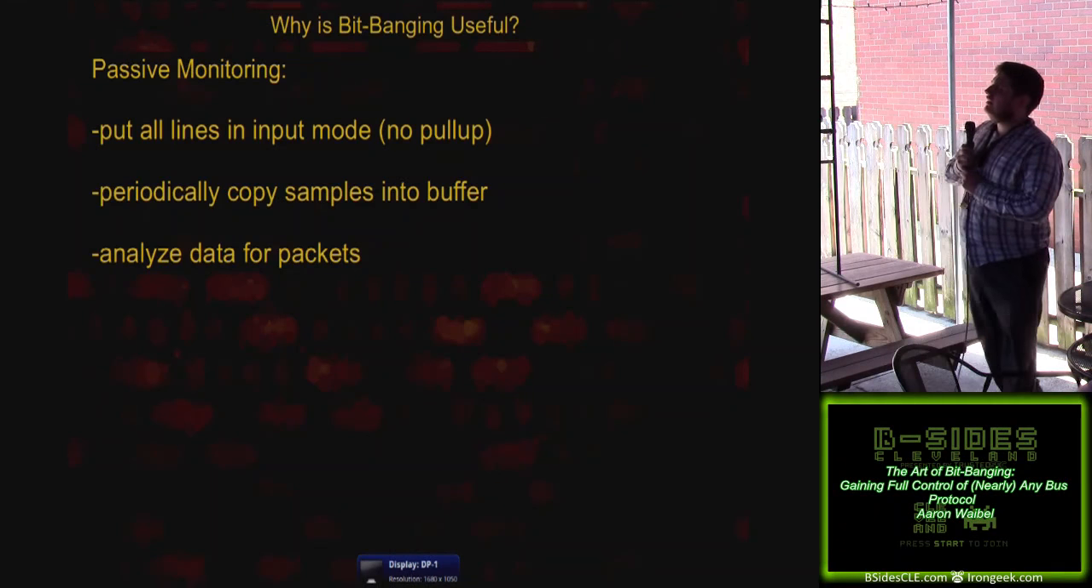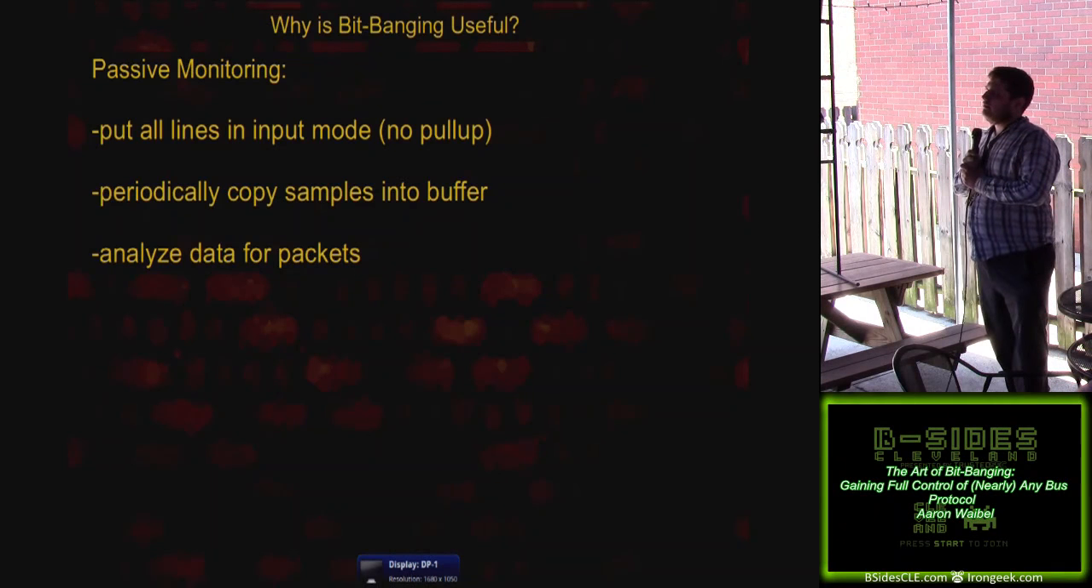The main method of bit banging that we'll look at, for setting the voltages on the line, will be what's called the GPIO registers that you'll find on a lot of embedded microcontrollers. So for the rest of this talk, we'll focus on those. But yeah, we can look at some of the other methods a little bit too.